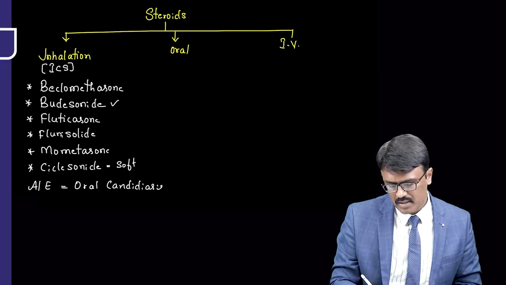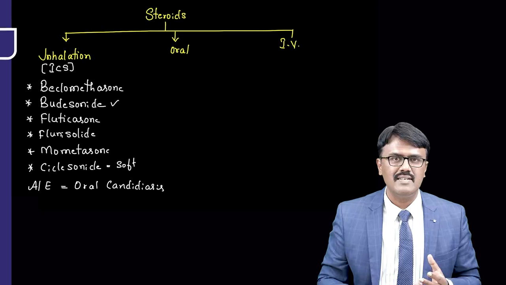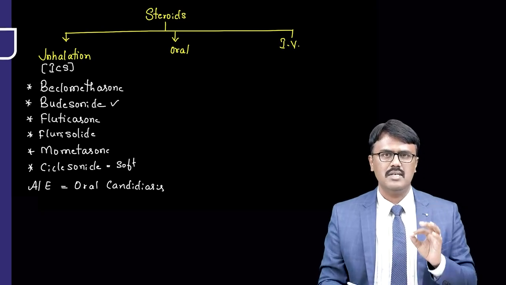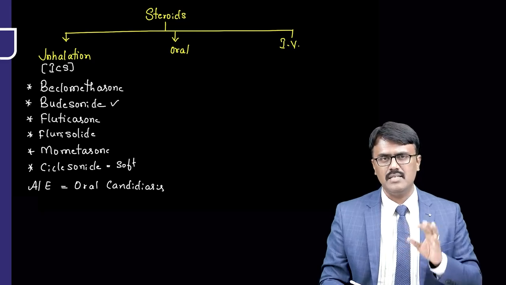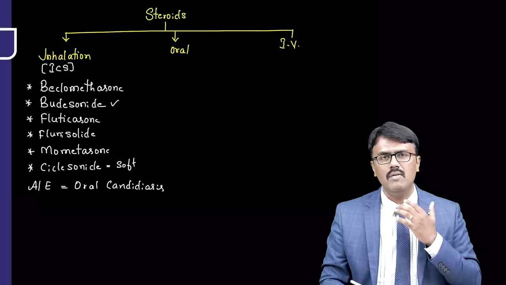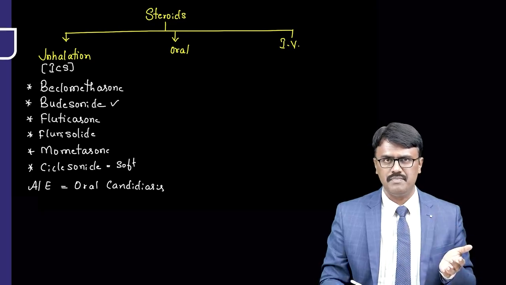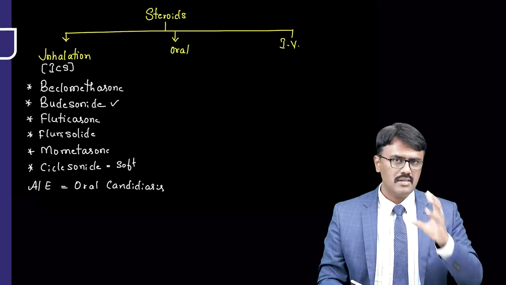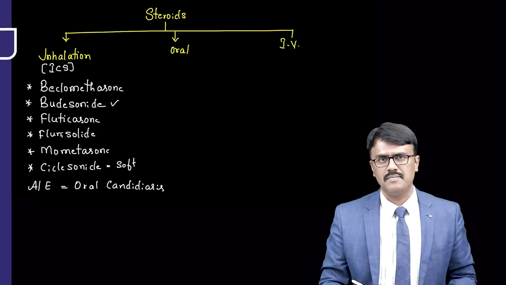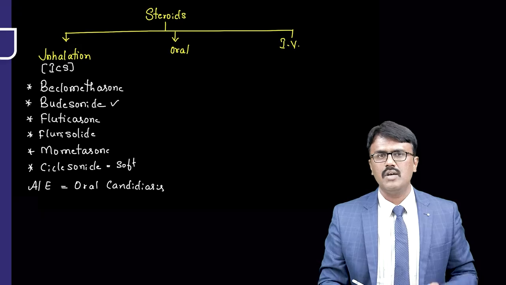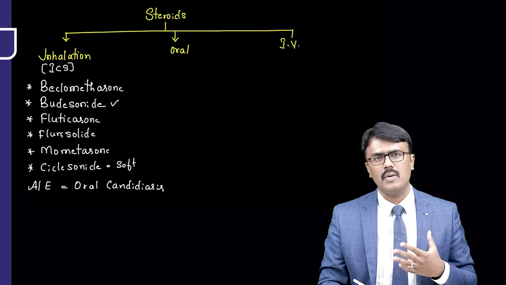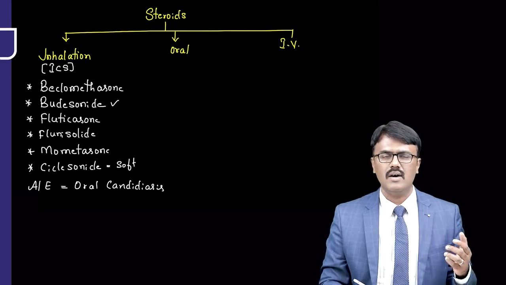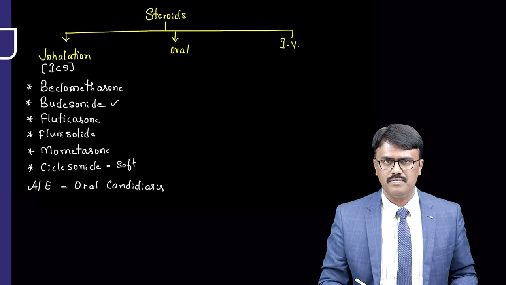So how do we prevent this problem of oral candidiasis and dysphonia? Simple measure: once these are inhaled, it is better to do gargling. A simple mouthwash or gargling will remove that deposition. Second important measure is the use of spacers. If the patient develops oral candidiasis, then we have to give an antifungal drug topically. Examples are nystatin or clotrimazole.